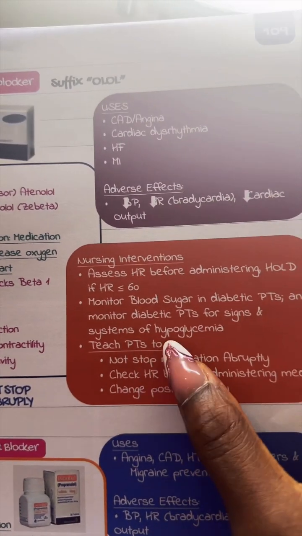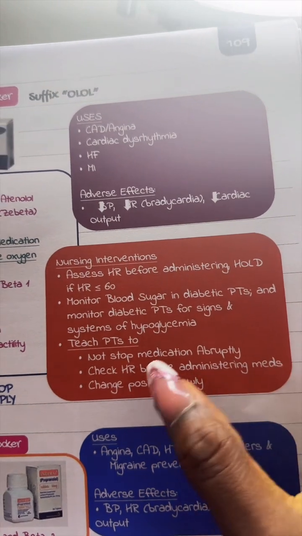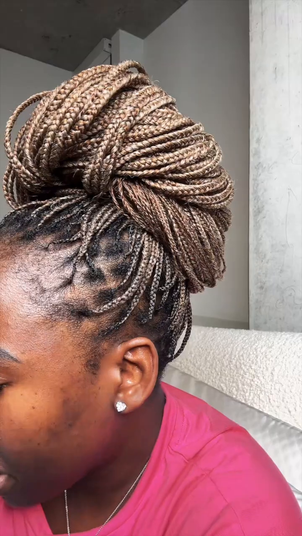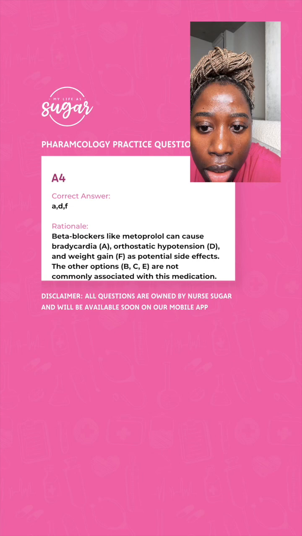Okay? So teach your patient not to stop the medication abruptly. Check your heart rate before administering medication and change position slowly. We all know that. Okay. So the question is the side effect. Yes, it's A, B, and F. A, D, and F, sorry. So it's your orthostatic hypotension. That was right there. Weight gain and bradycardia. So let me pull up your rationale.